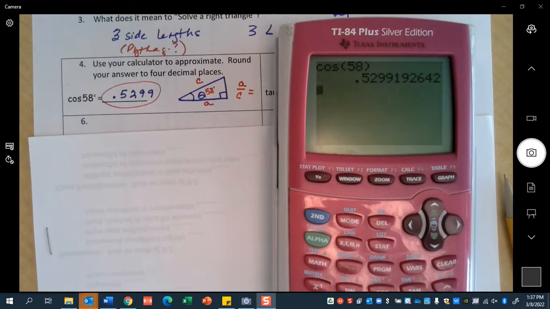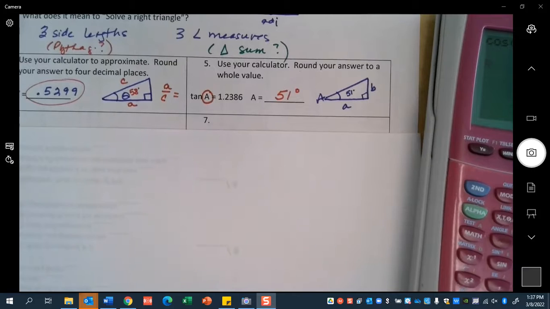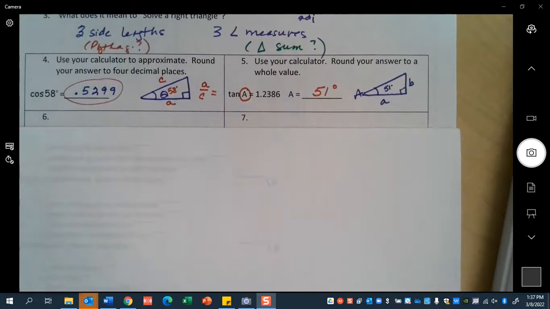Rule of thumb, we're going to round trig ratios to 4 decimal places. What's the difference between 4 and 5? Talk to me about that. What's the difference? To solve for that one, you have to use n -1. Yeah, this is your inverse function.